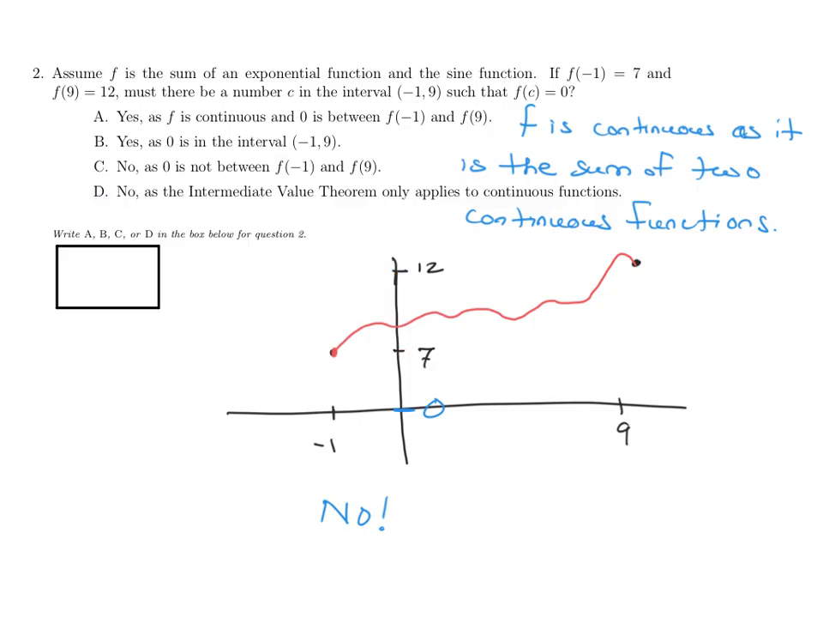Well, it's not D. I know this is a continuous function, so I'm not going to choose this one. But as 0 doesn't fall between f of -1, which is 7, and f of 9, which is 12, I'm going to select this as my answer and put capital C in the box.